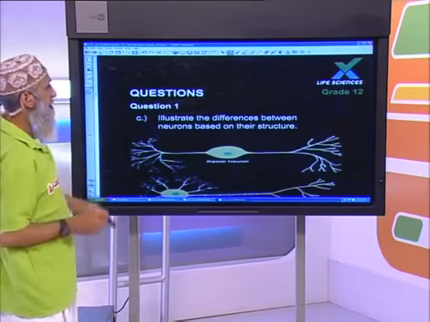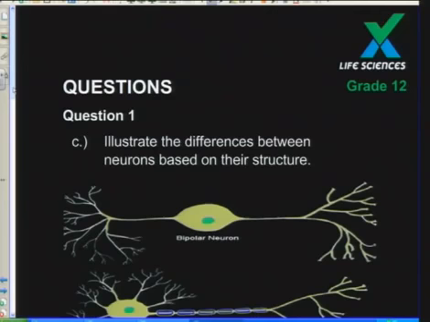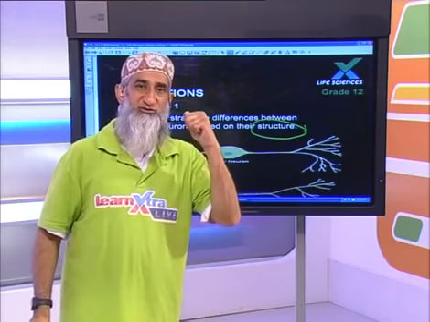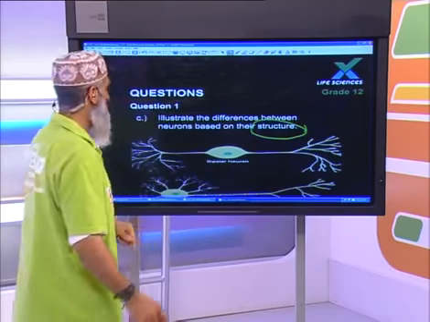We're still with question 1. It says, illustrate the differences between neurons based on their structure. You must be very careful when you are looking at the question. This one is saying based on their structure. We can also ask for based on their functions, so you must be careful there.